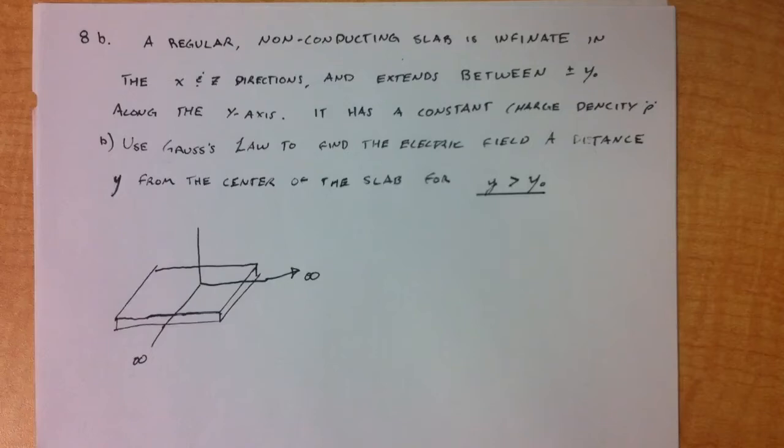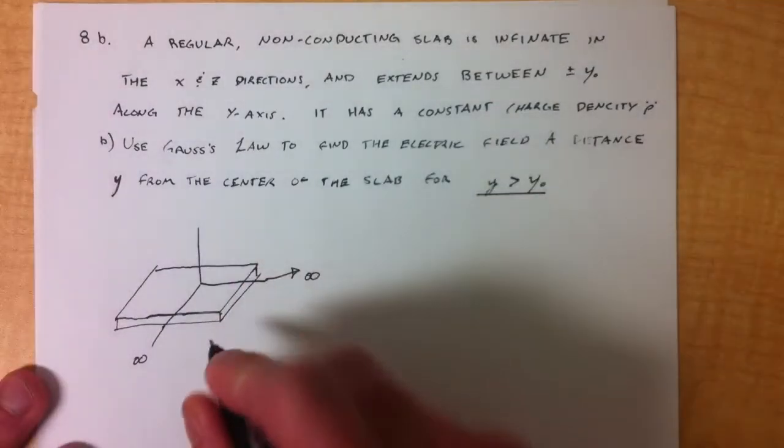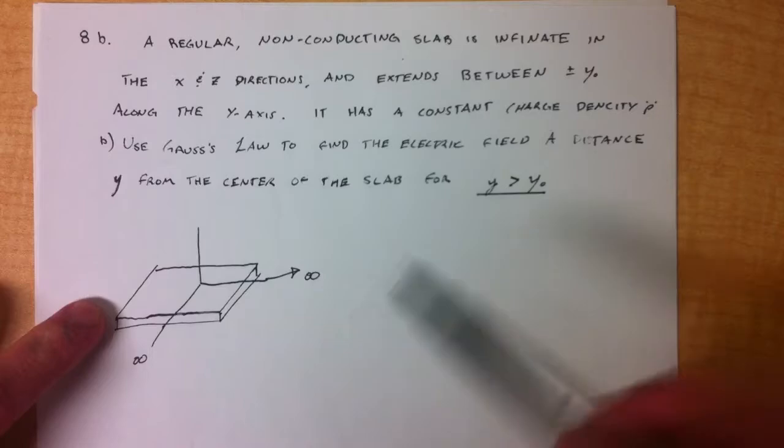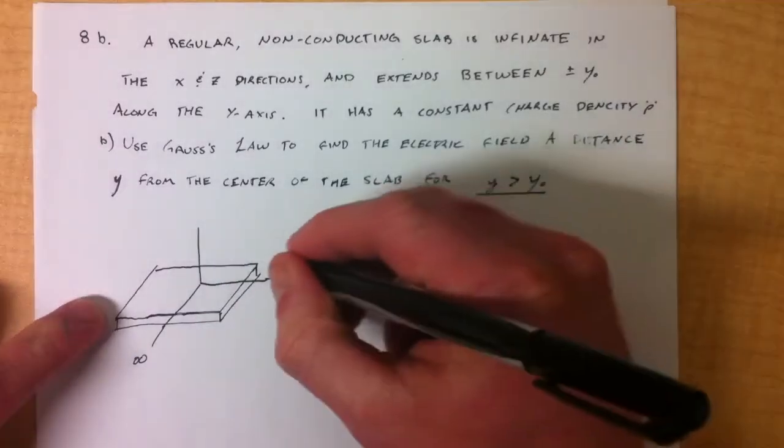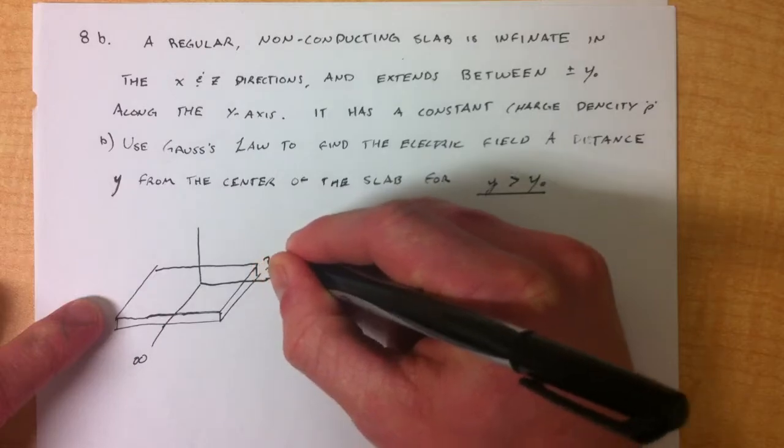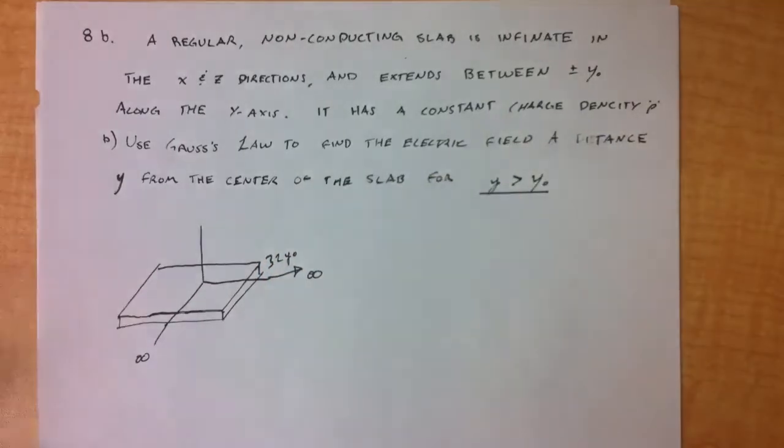That does something special for us later. It makes it so we are not worried about the charge passing through at an angle. All of the electric field is pointing away from the slab. So this depth here is, since we stated that it extends between plus and minus y naught, 2 times y naught, and that'll be useful for us.